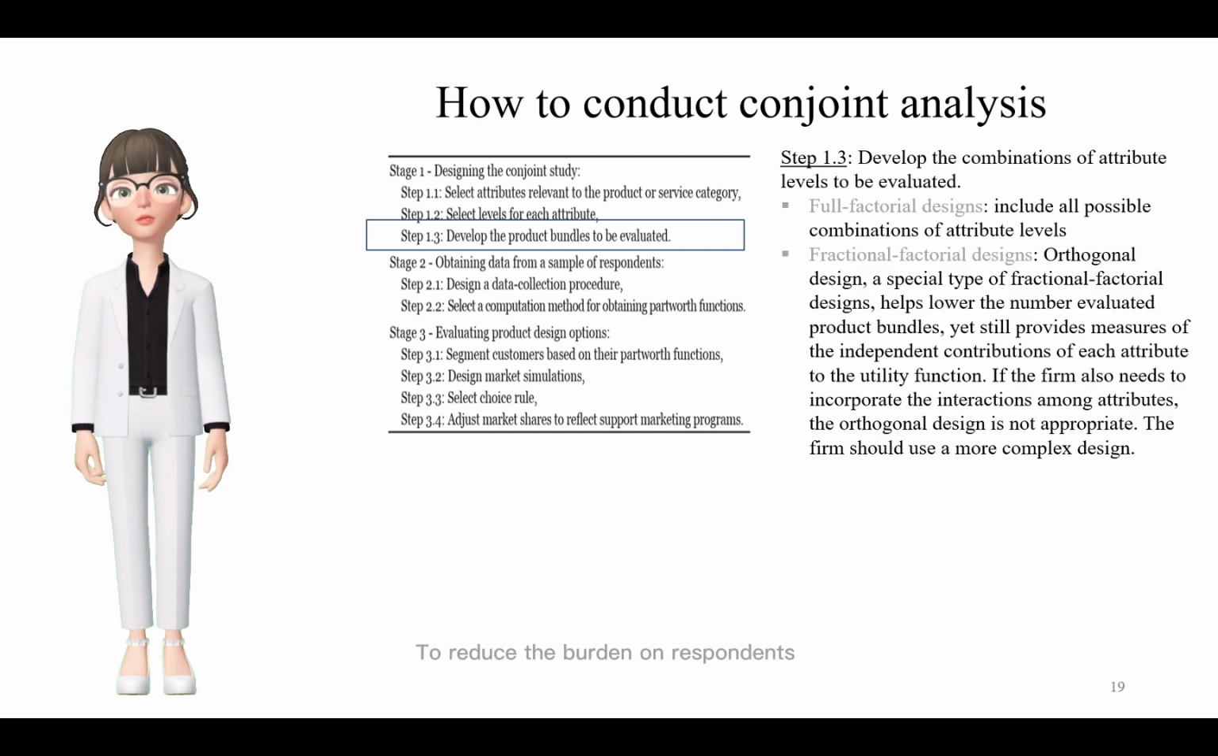To reduce the burden on respondents and still obtain meaningful data, researchers can utilize fractional factorial designs. These designs are subsets of full factorial designs that include a representative subset of attribute combinations instead of evaluating all possible combinations. This approach allows for a reduction in the number of product bundles evaluated without sacrificing accuracy.